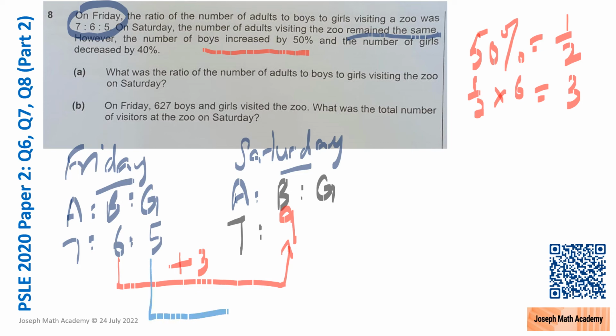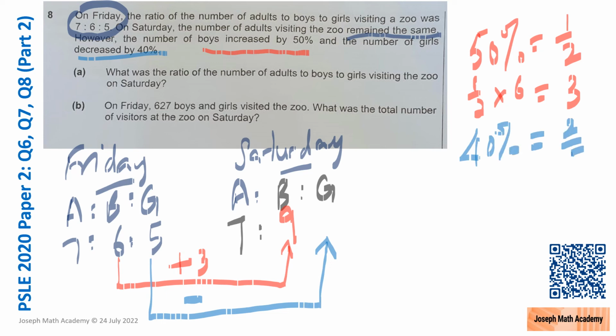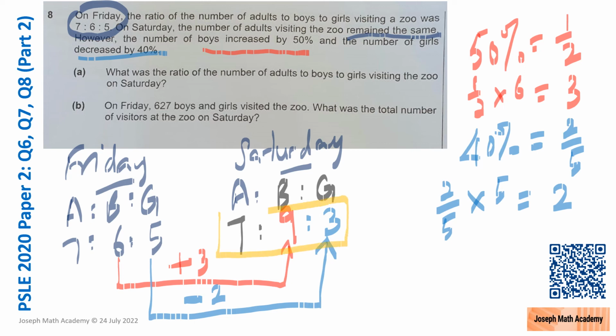How about the girls? Now, the girls, there's a reduction. There's a decrease by 40%. So I put a minus sign on standby. So for the girls, 40% is actually 2/5. So what is 2/5 of 5 units? Simply 2/5 times 5 is 2. So for the girls, there's a reduction of 2 units. So 5 minus 2 gives us 3. Congratulations, we have found the answer for part A. So part A answer is 7:9:3. So A is done.